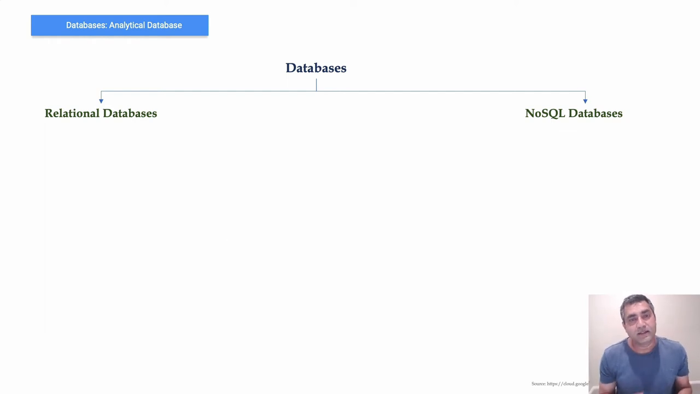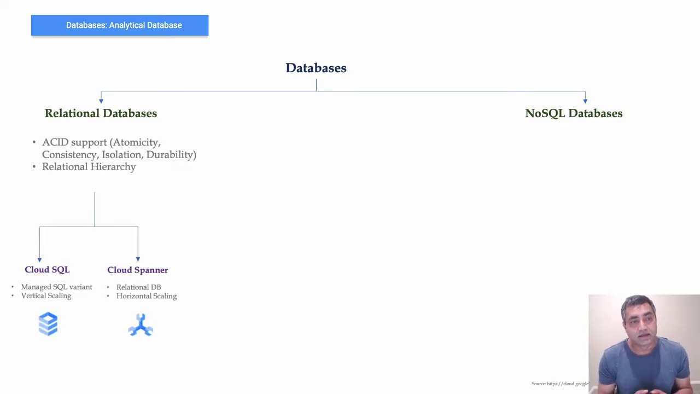Hi, let's revisit what we have learned so far. When it comes to databases, we have relational databases. They have ACID support. It's atomic in nature, consistency, isolation, and it provides you durability. And it also supports relational hierarchy. When it comes to relational, we have two options, Cloud SQL and Cloud Spanner.